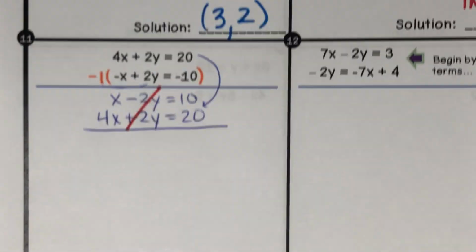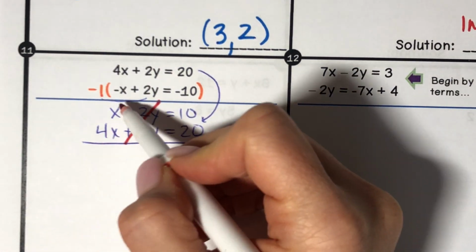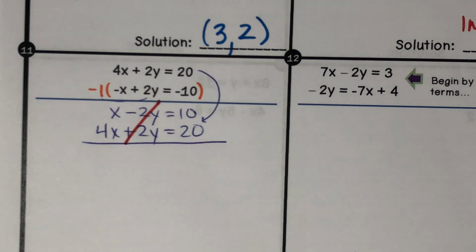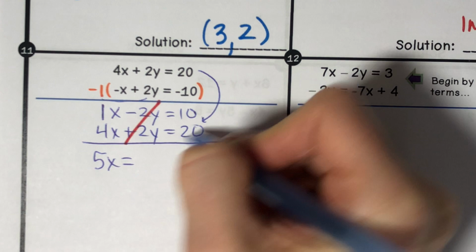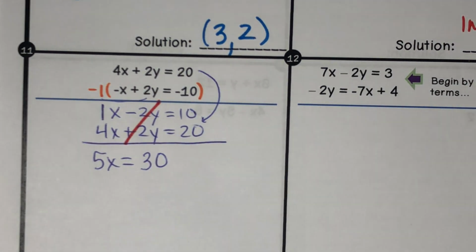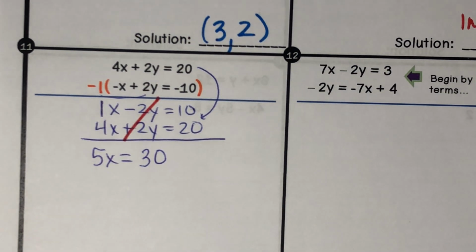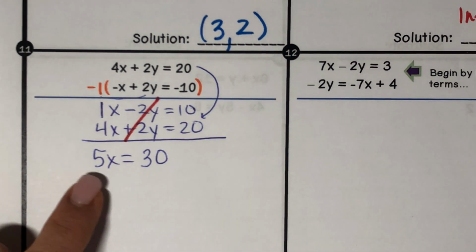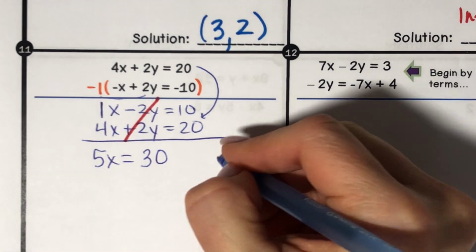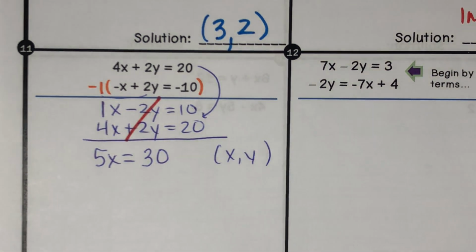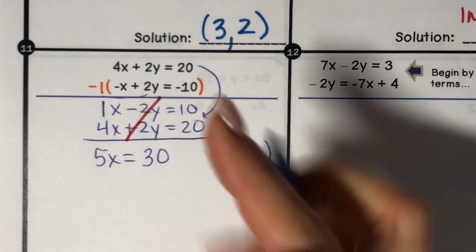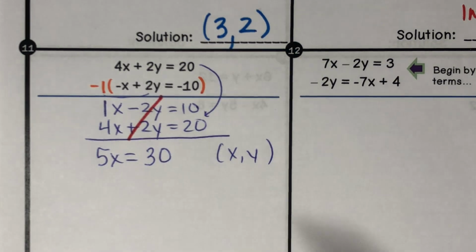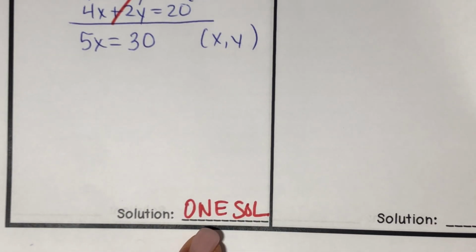How do I know it's got one solution? Because both variables did not cancel. If I were to finish this problem and say 1x plus 4x is 5x, 10 plus 20 is 30. Oh, there's an x, there's an answer. Got it? If there's an x, there's an answer. There's going to be an x, y answer here. I know that these two lines, without even finishing, will meet at one point. Okay, if the question was how many solutions, you could stop.